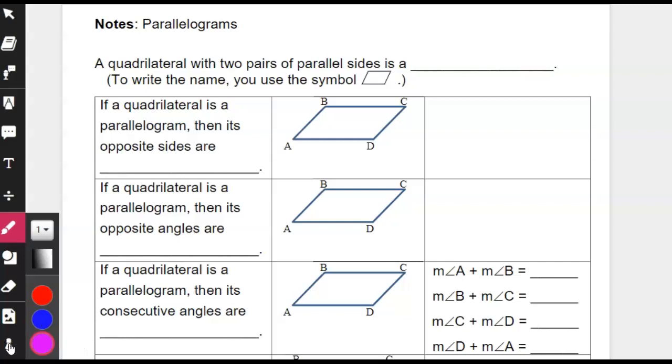Folks, today we're going to talk about parallelograms. In the last set of notes, you talked about angles of polygons, so you kind of got an introduction into the polygon unit.